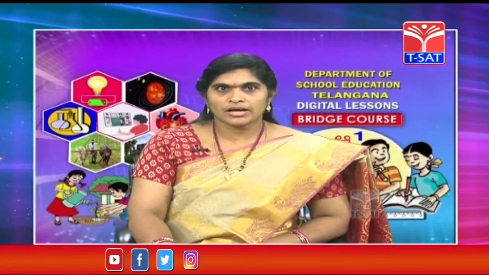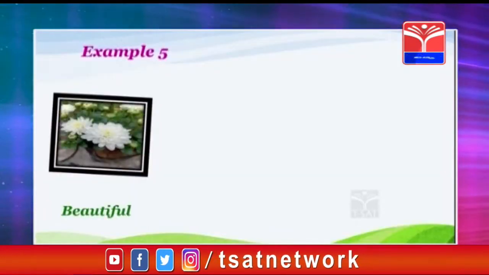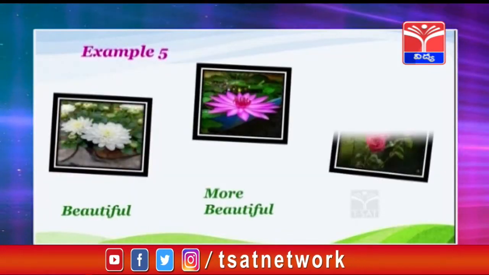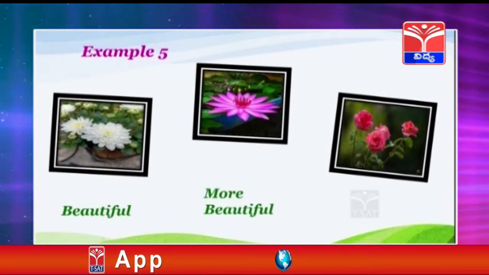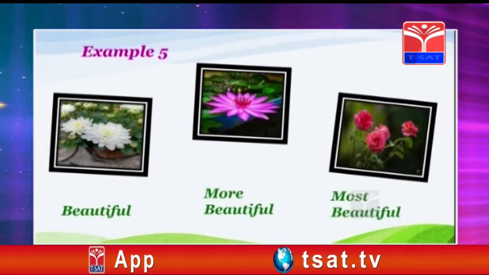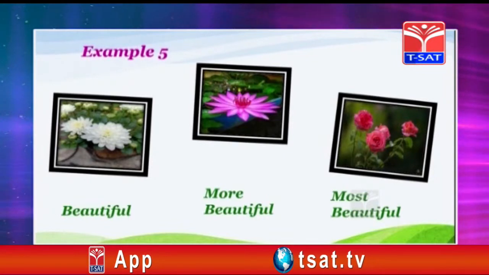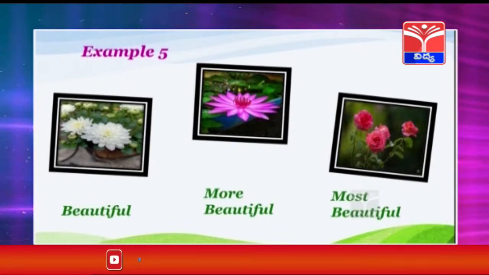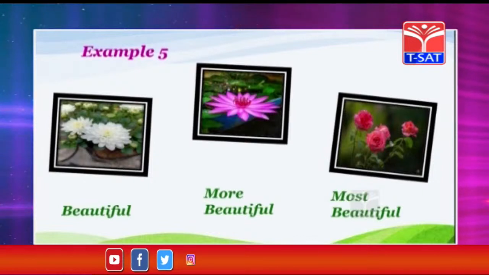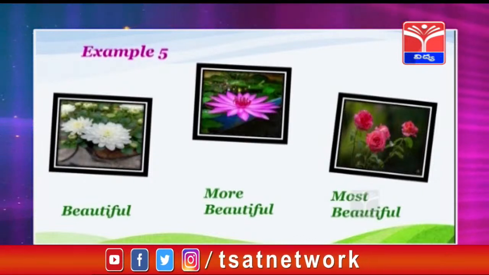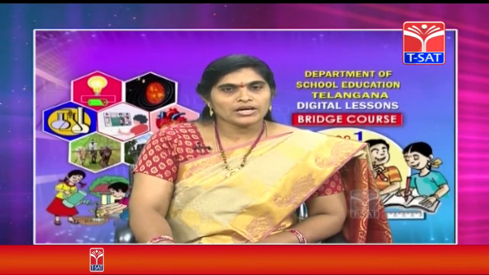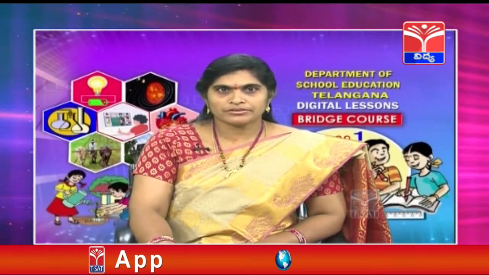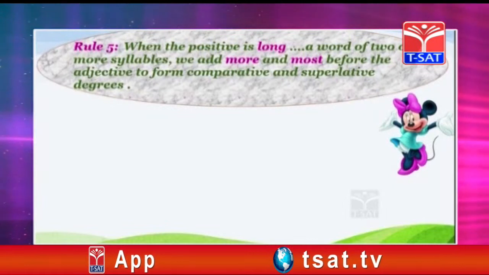Here we are with another example. What do you observe in these pictures, children? Yes, very good. They are beautiful flowers. They are looking colorful, beautiful. Okay. If you observe the words written below the pictures carefully, there is a slight difference between the words. We are with our rule number 5. Shall we all know, children?